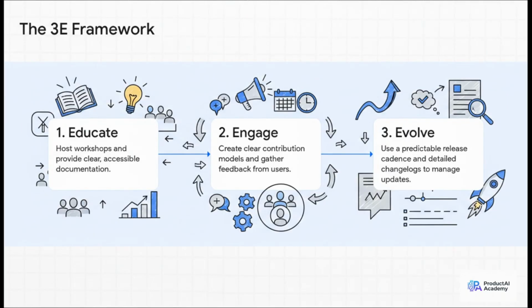So how do you actually achieve that good loop? Well, the 3E framework is a great model to follow. First, you educate your teams on how and why to use the system. Second, you engage them by creating clear ways for them to give feedback and contribute. And third, you evolve the system with a predictable release schedule and clear communication about what's changing.